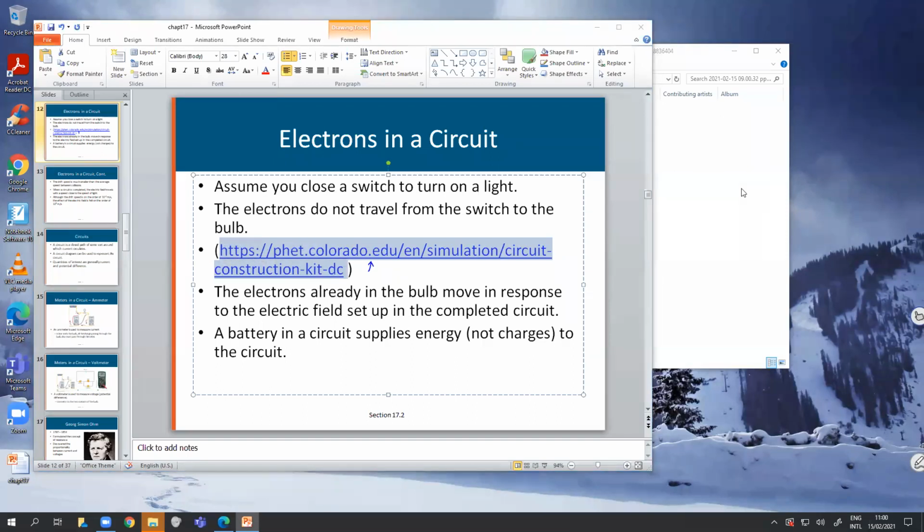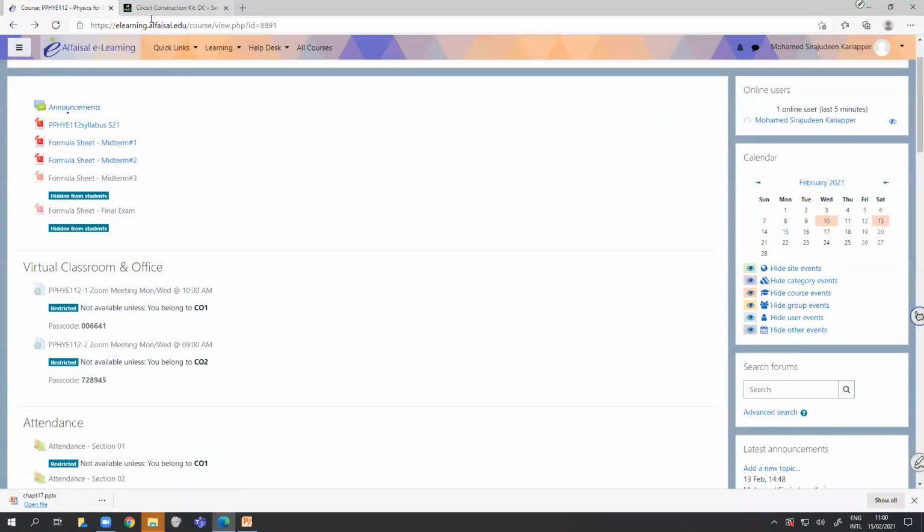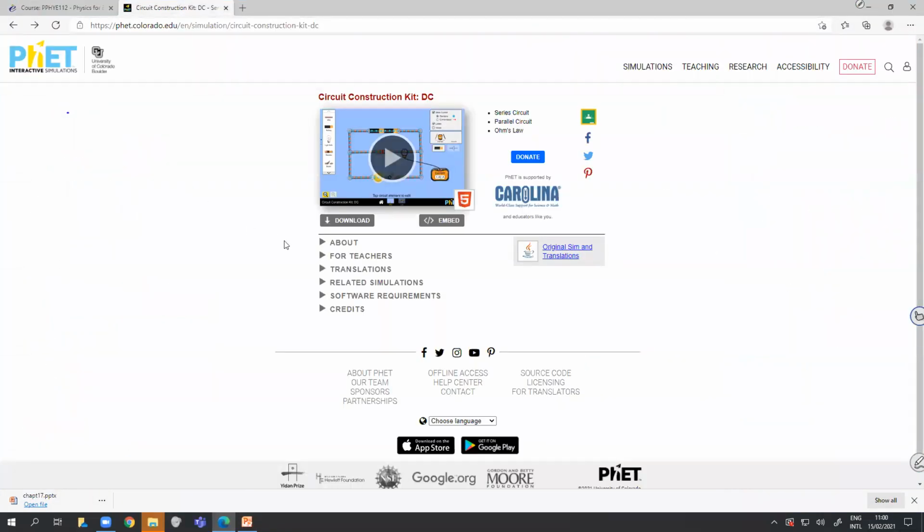Okay, got it. Can you see this link in the chat box? Please click on that link. It will open your browser and you'll go to a certain page, which will look like this. Are you all with me?